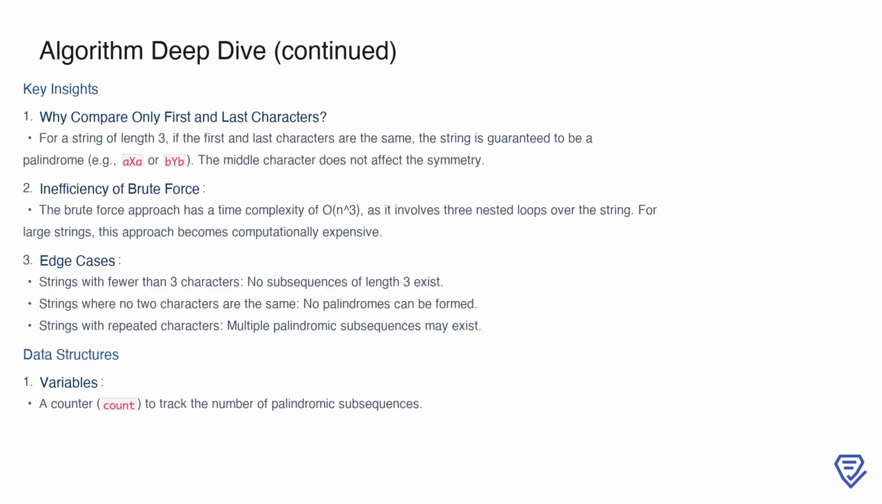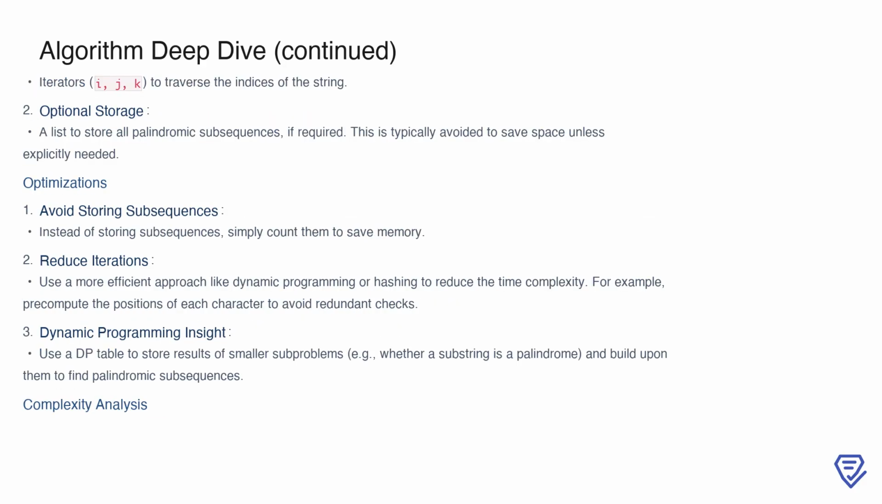To implement this approach, we use basic data structures such as a counter to track the number of palindromic subsequences and iterators to traverse the string. Optionally, we can store the palindromic subsequences in a list, though this is generally avoided to save memory. Using iterators like i, j, and k to traverse the string is straightforward, but we can explore optimizations to make the solution more efficient.